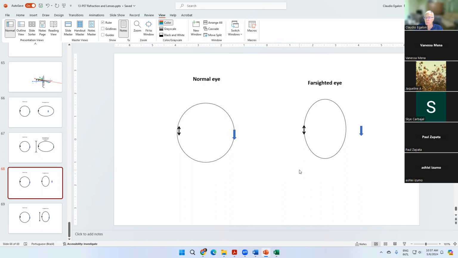So what do we have to do? We have to shorten the focal point of the eye and the external lens set. How do we do that? We do that by using a converging lens. Make sense? When we use a converging lens, we are shortening the focal point of the lens in the eye with the other lens. Okay, that's what you have to know.